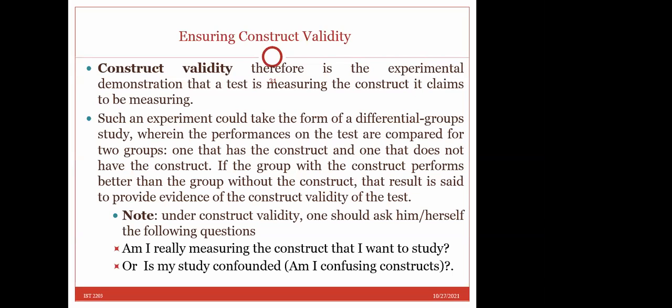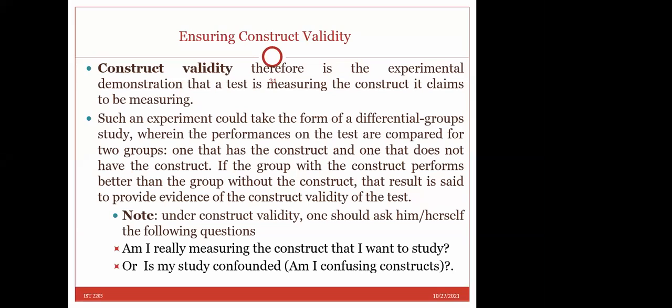Such an experiment can take the form of a differential groups study, wherein the performances in the test are compared for the two groups, one that has the construct and one that doesn't have the construct. So remember, we are saying this construct is in people's minds or hearts. So you get people, some who you think have the construct and those who don't. And then you see how they go through that same test, and then you see whether the ones whom you think have the construct perform differently from those who don't have the construct. You see if there's a difference.